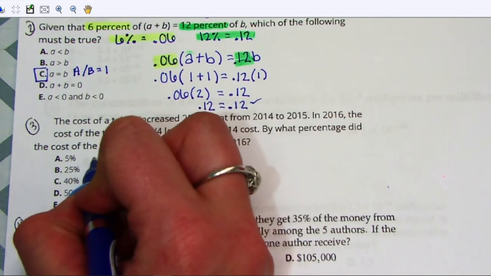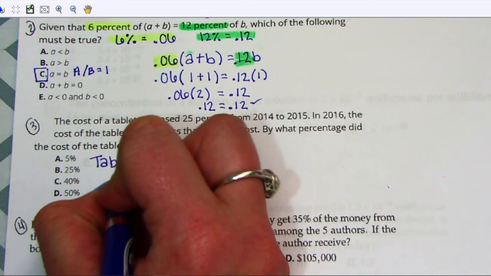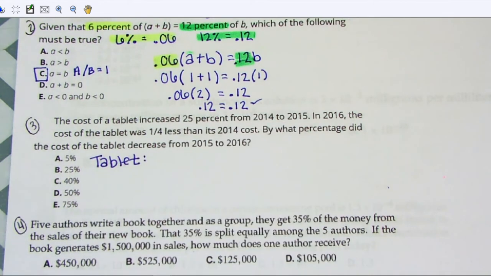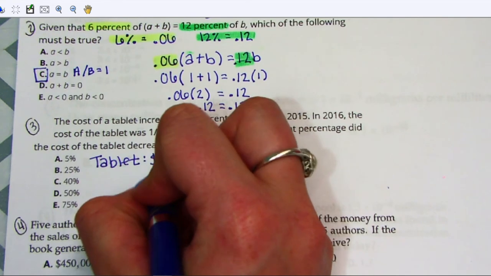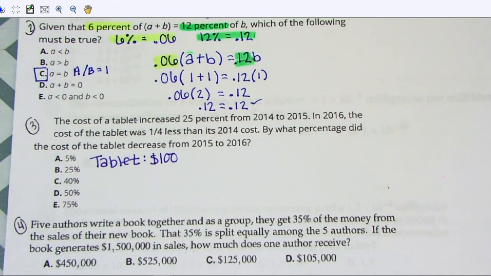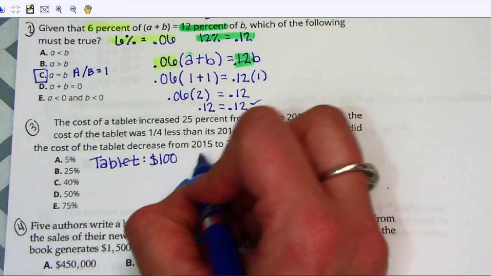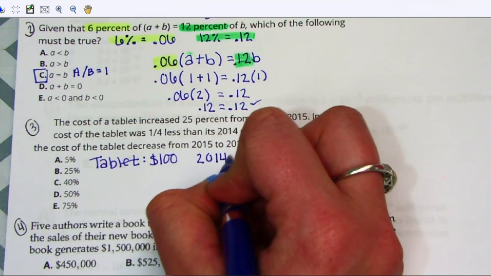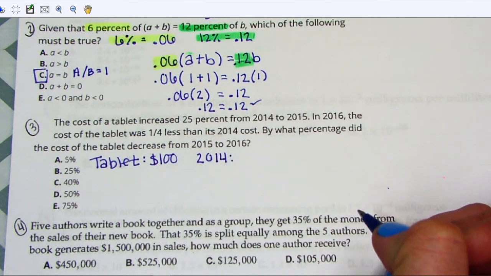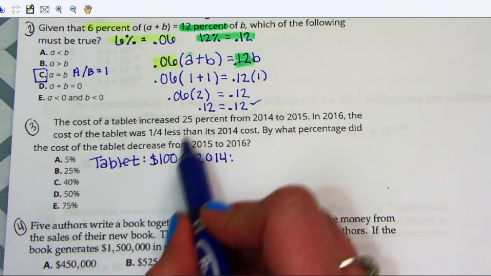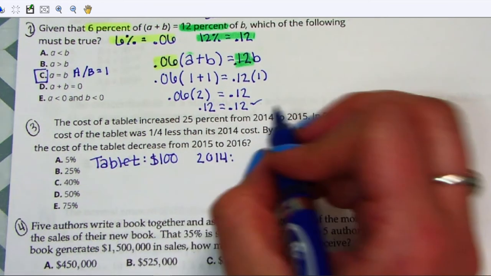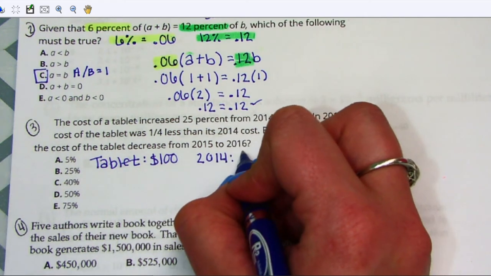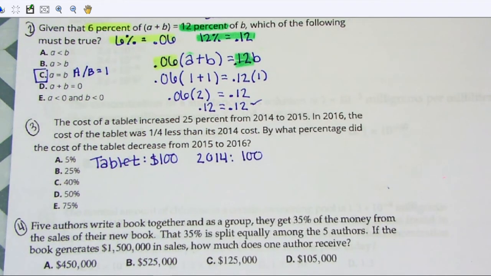The first thing you need to do is have a price for the tablet because percentages can be a little weird if you don't have concrete ideas. So I made the tablet $100. That is a nice, easy number to work with percentages with because percentages add up to 100. So now we need to calculate the price. I'm going to start in 2014. In 2014, the tablet was just $100, or whatever you chose for the tablet price. So in 2014, the tablet cost just a base $100.